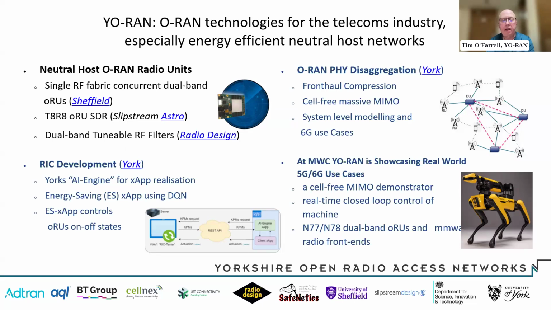So we're going to be there in a stand which will show a cell-free massive MIMO demonstrator, a real-time closed-loop control on the machine using the technology we've developed. And that technology will include ORAN radio units, including some millimeter wave front ends looking at 72 gigahertz E-band, really pushing the technology into future 6G applications.